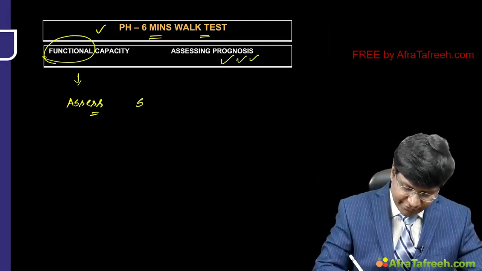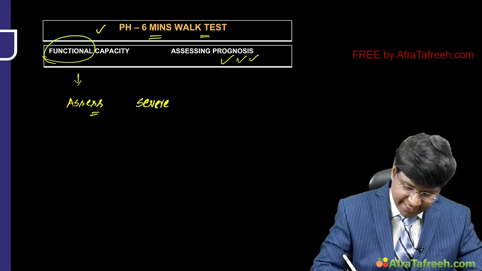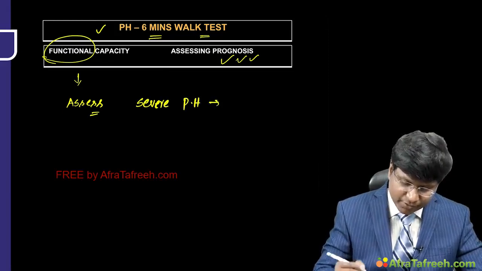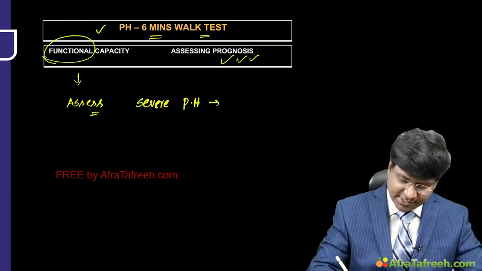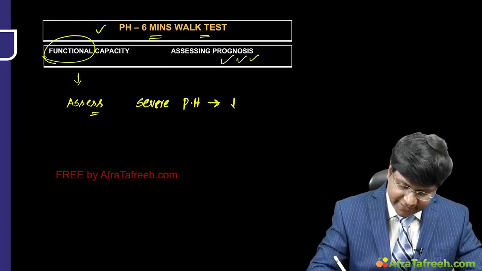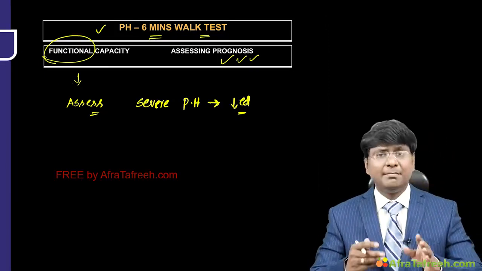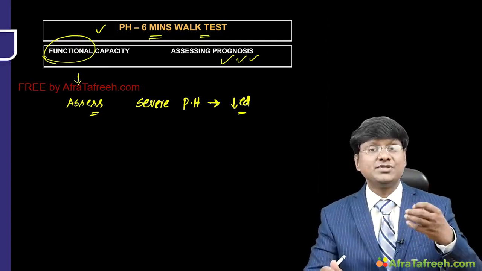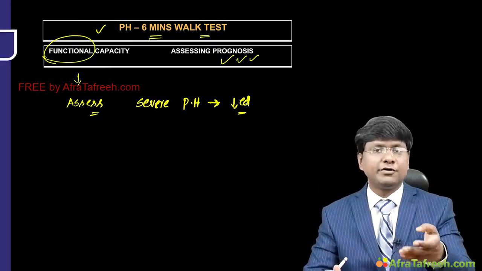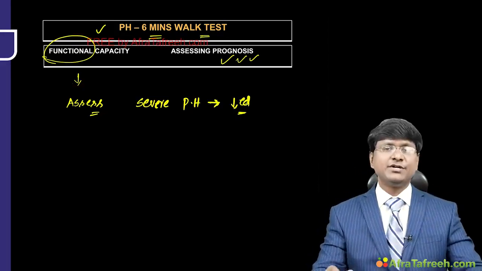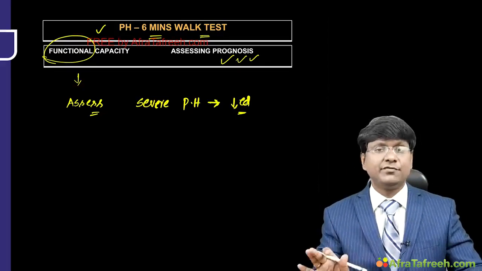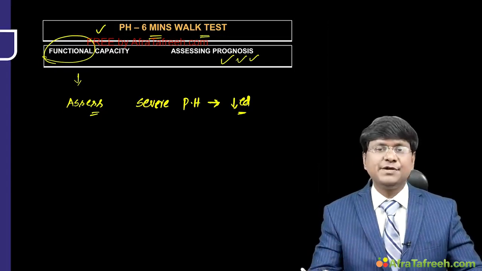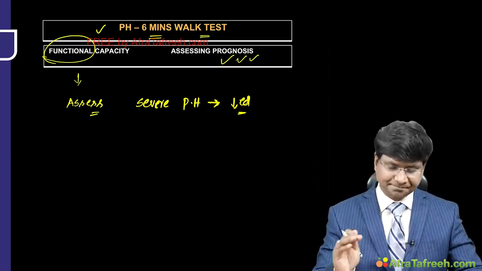And in case of severe forms of pulmonary hypertension, what will happen to 6 minutes walk distance? 6 minutes walk distance will definitely be reduced. Why? Because during the time of walking up to 6 minutes, the individual may develop dyspnea by 4th or 5th minute. So your 6-minute walk distance will be reduced in severe form of pulmonary hypertension, and that is because of dyspnea as well as fatigue.